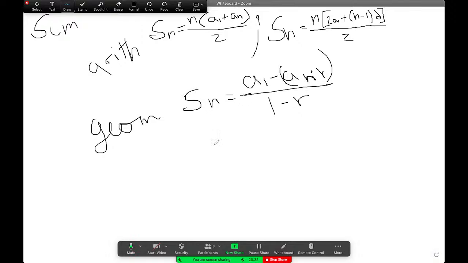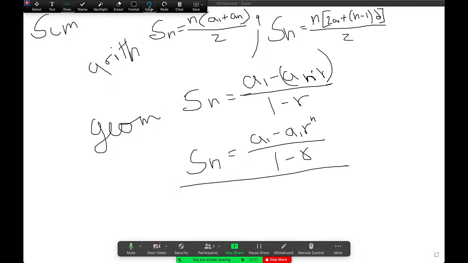And there's actually another formula for this one also, and that one had an exponent, like you said. So you have a_1 minus a_1, and remember, this is a_1 and a_1, I didn't make a mistake. This one has r to the power of n, divided by 1 minus r. Those are the two formulas.